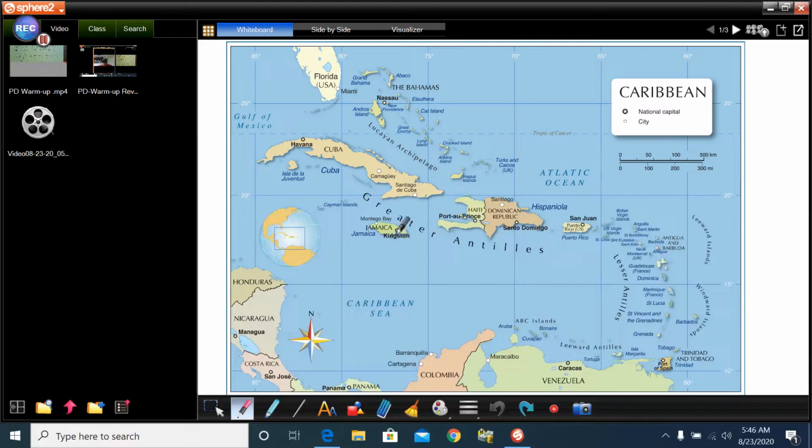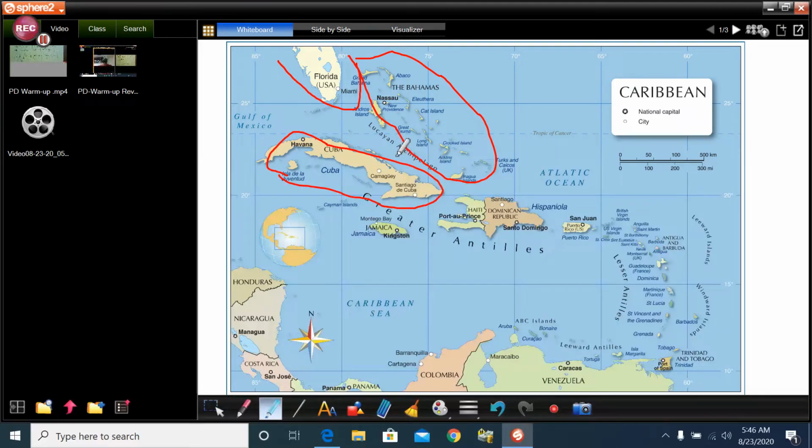You can see that we have Cuba right here. For your frame of reference, the United States is right here. This is Miami. This is the Florida Keys right here, if you've ever been to the Florida Keys. We have the Bahamas, and the Bahamas are an island nation. And one thing I want to point out is this word right here, archipelago. Archipelago. An archipelago is a group of islands that make up a chain.